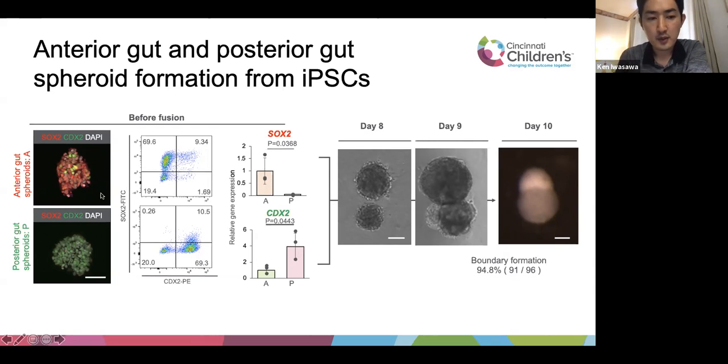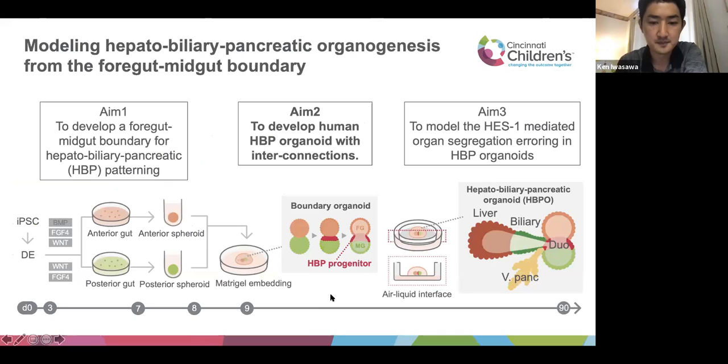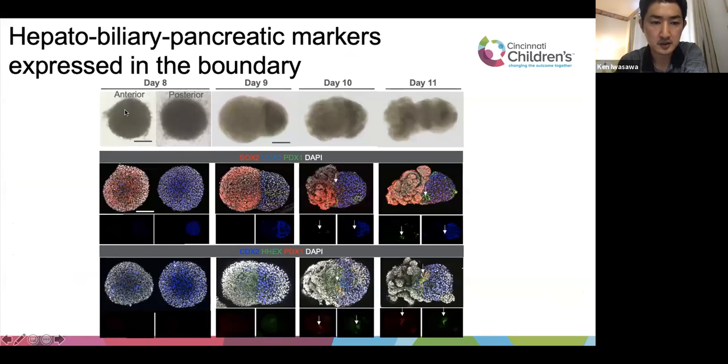And when we fuse these two spheroids together, meaning just putting them adjacently, they fuse spontaneously by the next day. And the boundary formation, we were able to do this boundary formation in over 90% of the spheroids that we produced. And this boundary would be the boundary of SOX2 and CDX2, recapitulating the development. And we were now further going on for a little bit long-term culture to see if the hepatobiliary pancreatic progenitors arise from this boundary. And that's what we exactly saw.